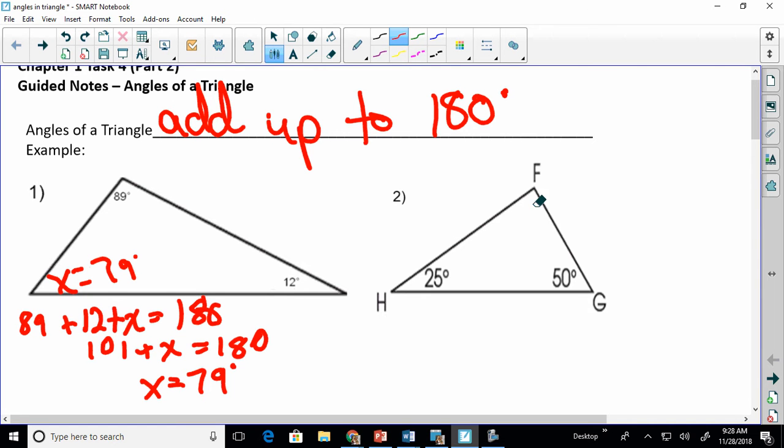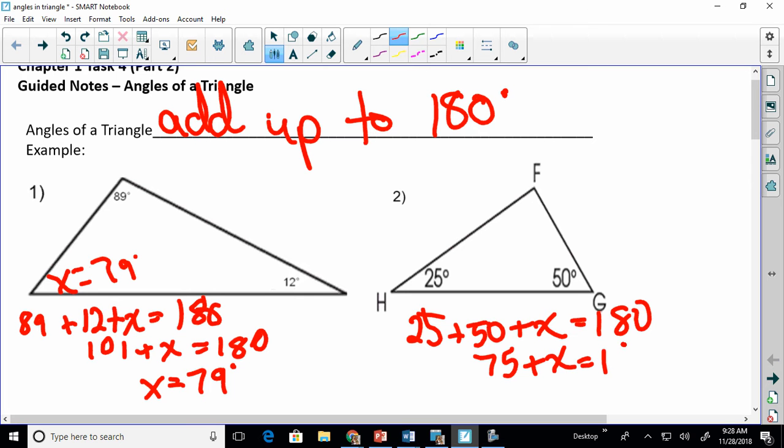Okay, so let's look at this second one here. See if you can figure out what that missing angle here, angle GFH, this angle at the top would be. So if I added these 2 together, I'd have 25 plus 50 plus something I don't know equal to 180. So 25 plus 50 together is 75 plus something I don't know is 180. So 180 minus 75 would get me that this missing angle is 105 degrees.